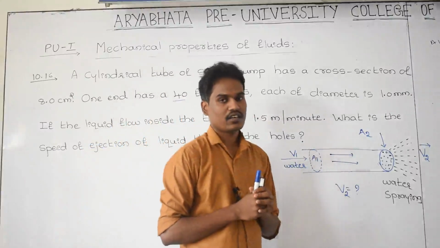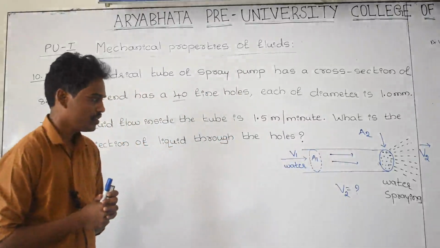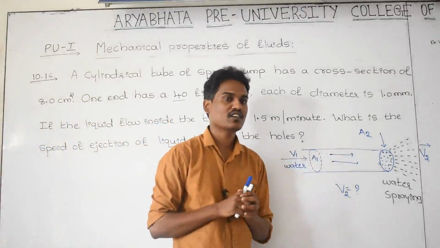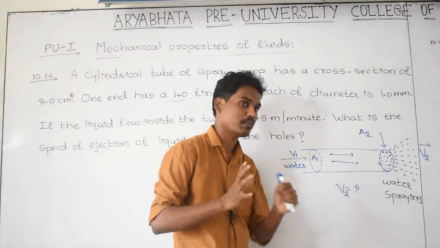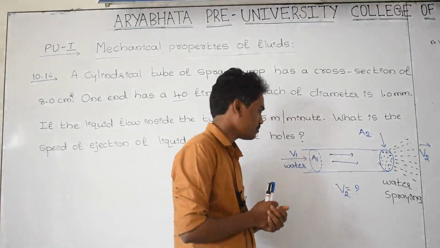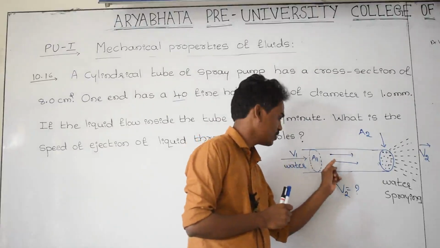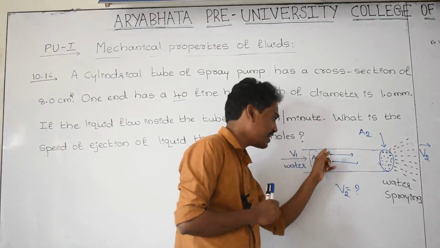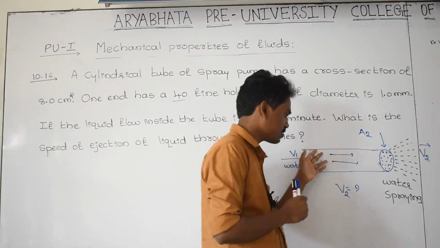For convenience, I have drawn the diagram here. By seeing the diagram carefully, you can understand what he has given. Let us consider this is a spray pump, what you use to spray liquid on the lawn or insecticide. Imagine this as a spraying pump. The shape of the pipe is cylindrical, and here the water enters the tube. Inside the tube the speed of the water particles is V1 and the area of the pipe in this region is A1, and the water is moving.